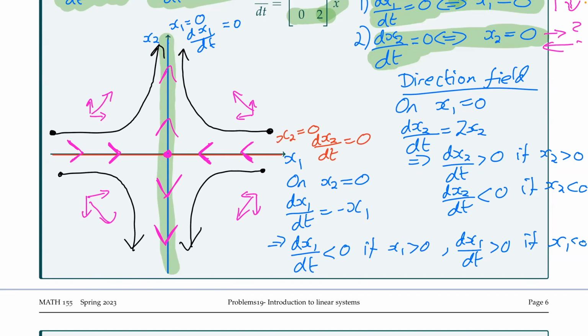Can anyone tell me what the stability of my fixed point, my origin, is here? So it's unstable. If I ask you to classify it, how would you classify it? It's a saddle. Okay, great. This is a saddle.